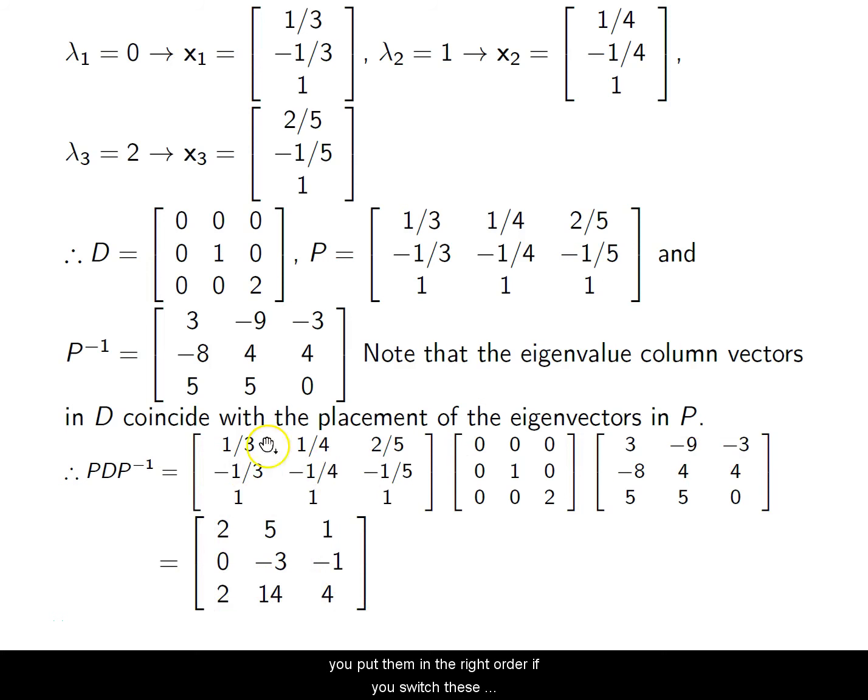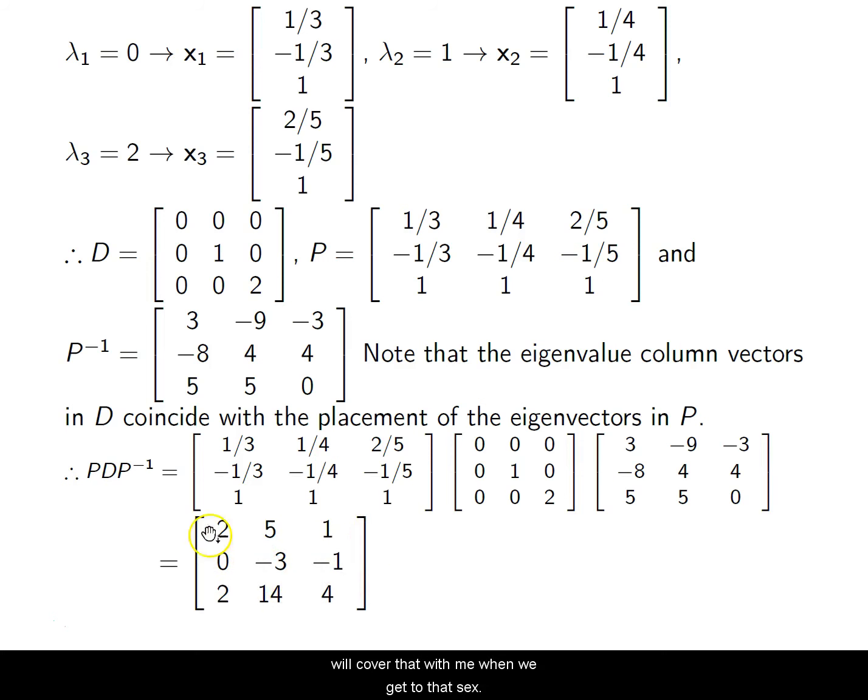And also make sure you put them in the right order. If you switch these things, you're going to also have this all messed up. In fact, you'd probably end up with the inverse matrix of A, I believe. Okay, I think we can talk about that later. P inverse D P will give you, I think it gives you A inverse. I'm not sure. It's been a while.